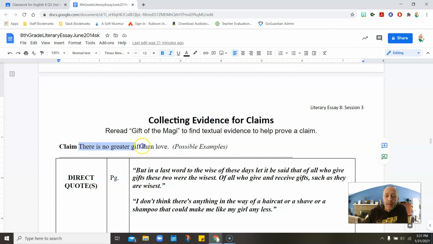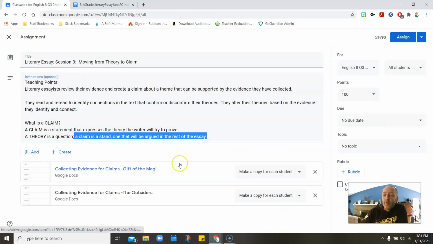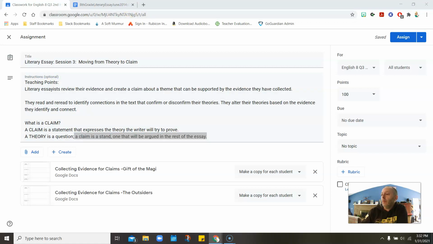You've got to state your claim, and some of you are going to have some issues stating your claim. You've got to come up with a claim that you can support and prove for The Outsiders. So your job is to come up with a claim for The Outsiders based on the one that you already did. So for example, let me see if I can find some examples of other people's claims.